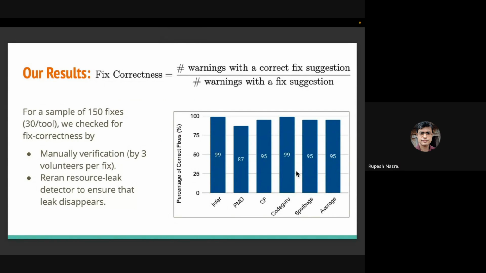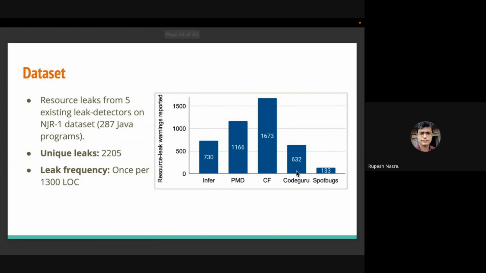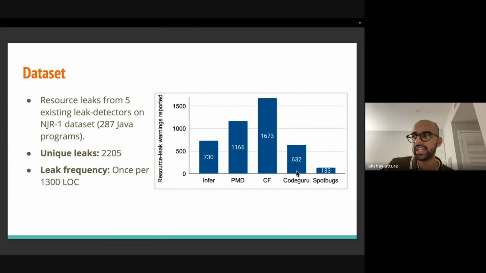Akshay, one question here. Yes. Is the NJR dataset designed to contain these resource leaks? Are these all published that these many resource leaks exist? So these are actually just programs taken from GitHub. And the nice thing about them is that they run with a large variety of tools. So these 5 resource leak tools just run off the shelf on them.